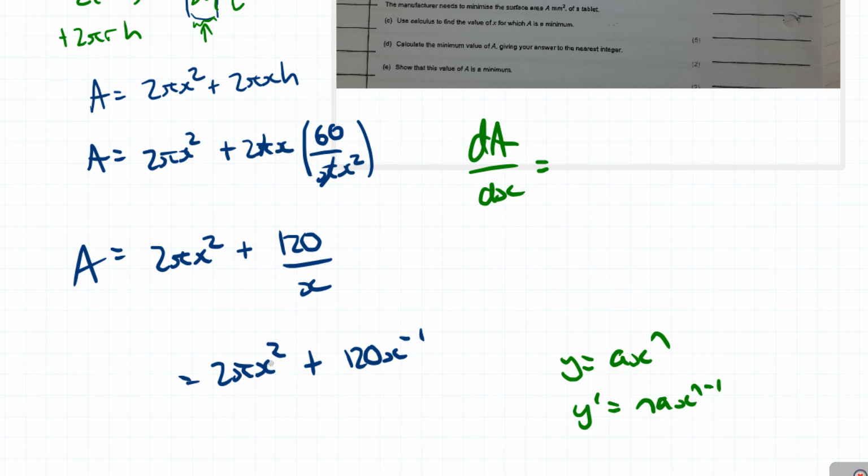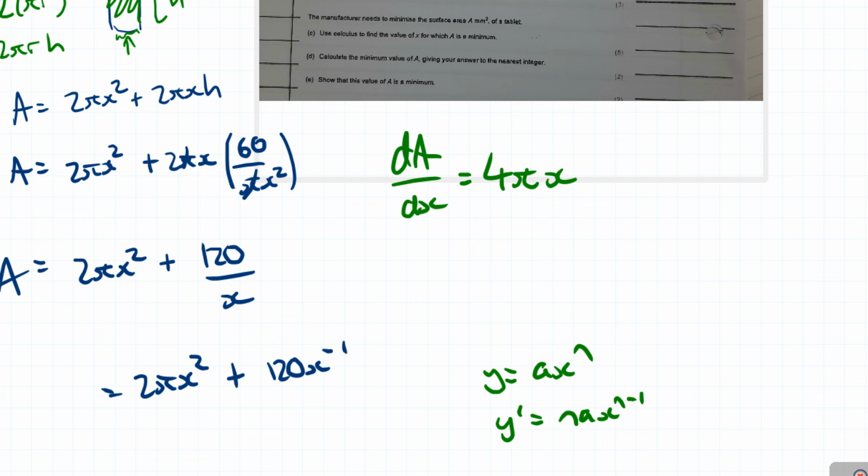We're differentiating the x. Remember, the pi is just a constant, so it stays like a number. So if we do 2 pi times 2, that's equal to 4 pi, and then we reduce the x by 1, so it's 4 pi x. And then the next term here, it's 120x to the power minus 1, so we times by the old power, so that's minus 120x to the power of minus 2.